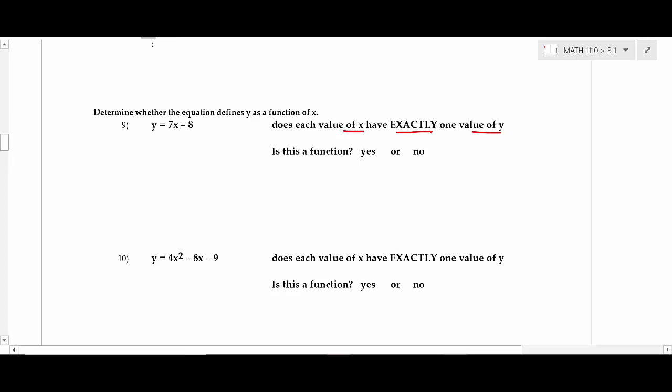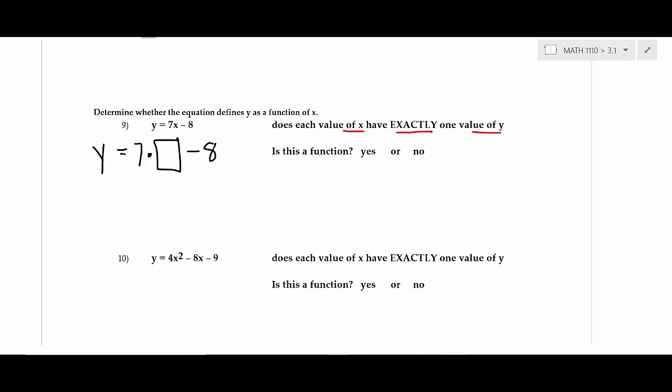So what I want you to think about on this number 9 is, if we plug in a number for x, okay, any number, how many answers would you get there? Okay, if you plug in 0 there, how many answers are you going to get? 1, right? If you plug 1 in, how many answers are you going to get? Okay, so no matter what happens, no matter what x is, you're always going to get 1 answer to y, right? And that's the key.